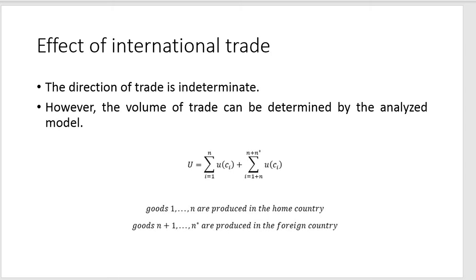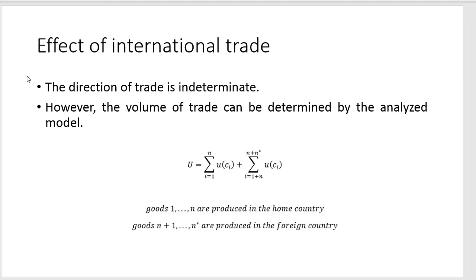Okay, so in this case, unlike the Heckscher-Ohlin and Ricardian models, the direction of trade is impossible to determine. Because, as you remember, in the Ricardian model, the country will export the good in which it has a comparative advantage. In the Heckscher-Ohlin model, the country will export the good which uses intensively the factor of production the country is relatively abundant with. So in this case, it's not the case. We cannot determine the direction of trade.